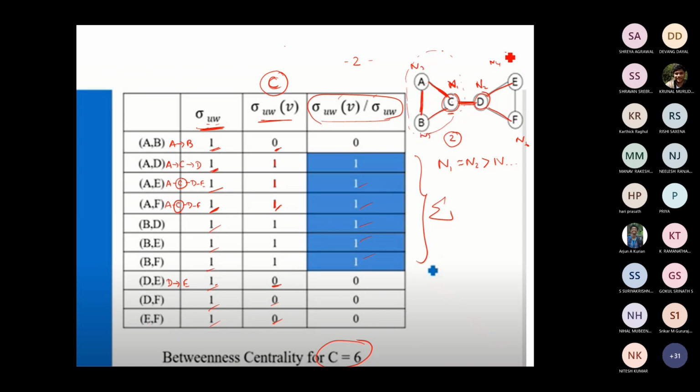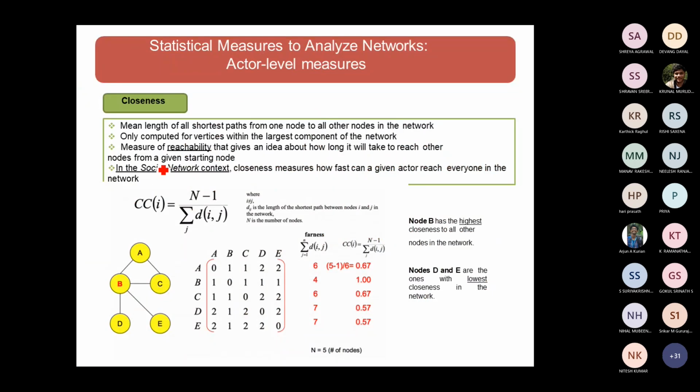Okay, that is the main concept behind betweenness centrality. With this, you can find out the betweenness centrality. We'll move on to the next type of network metrics. I think we have seen this already.